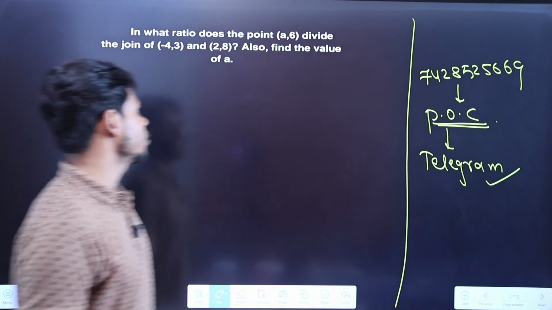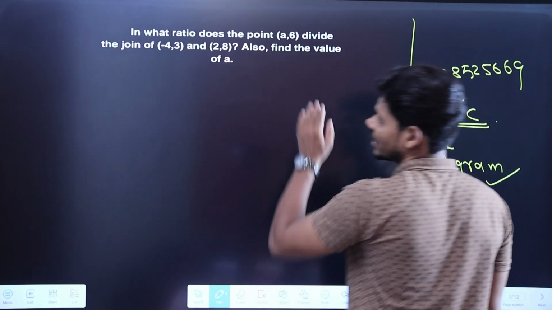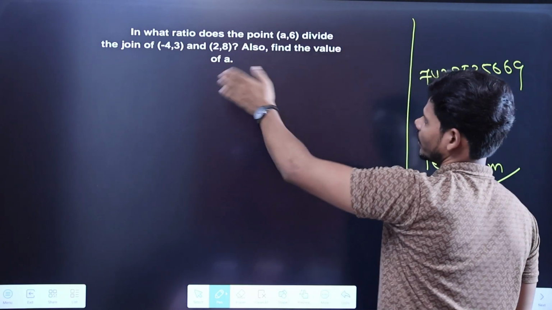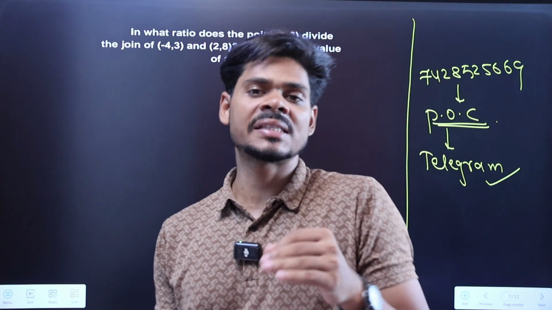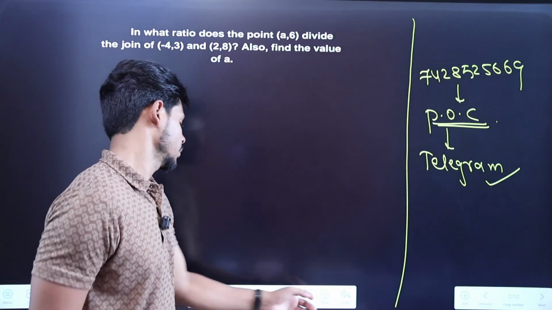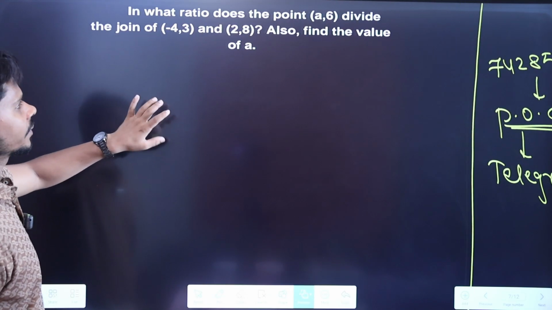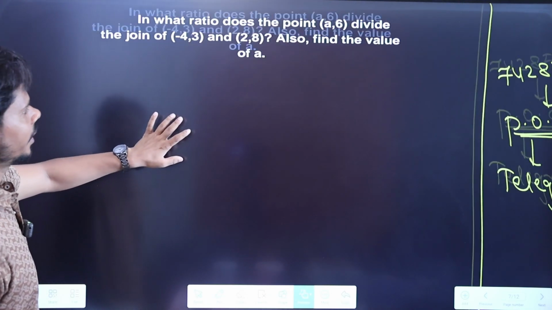Next, in what ratio does the point (a, 6) divide the join of the given points? Also find the value of a. If you see, this question is going to be exactly the same way, right? Let's do this question again and again.